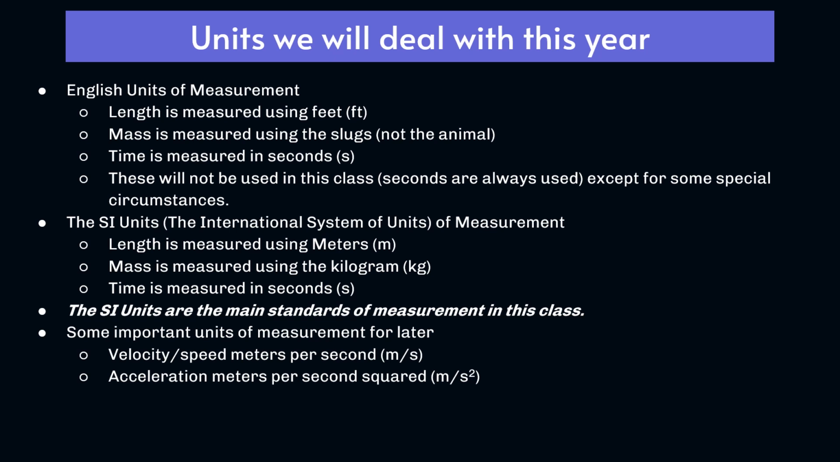Other important units for later that will be used on the graphing portion of the summary assignment. Your velocity or speed is in meters per second, and we'll talk about the distinction between those over the course of the class. And then acceleration is in meters per second squared, or meters per second per second. Again, we don't need to know what these things mean at the moment. They'll just be used later on in the summary assignment. All right, so let's move into how we actually convert units.